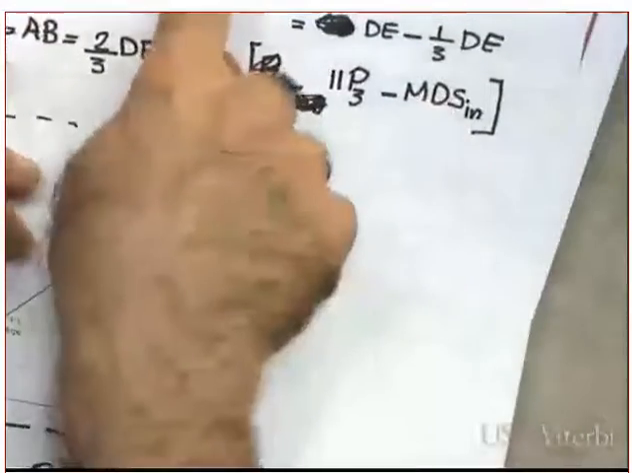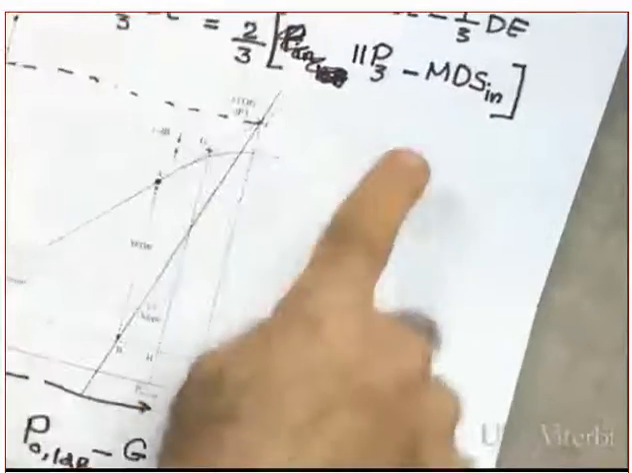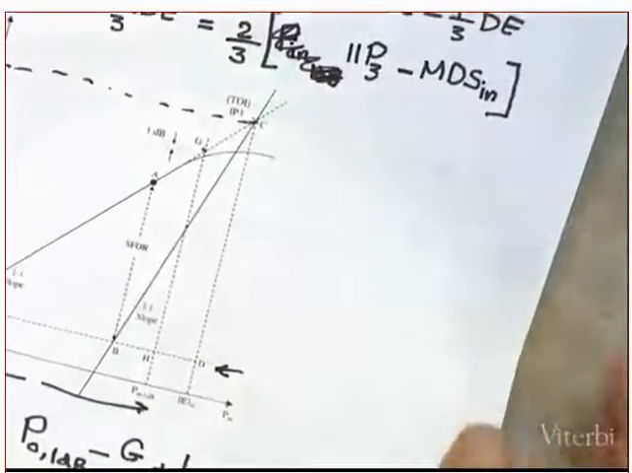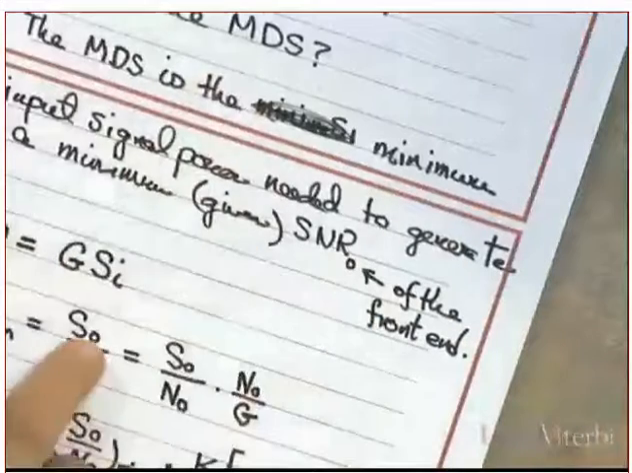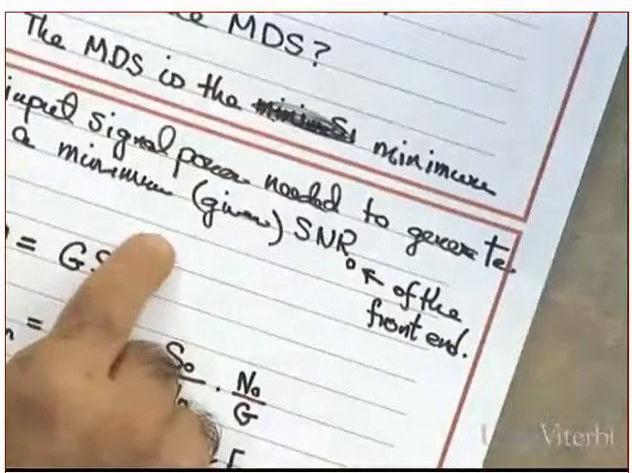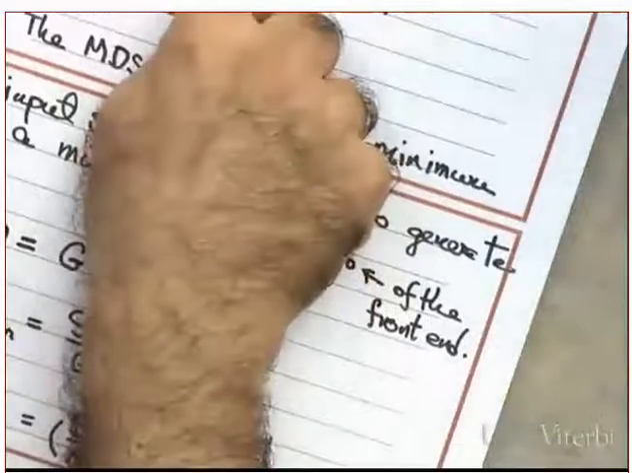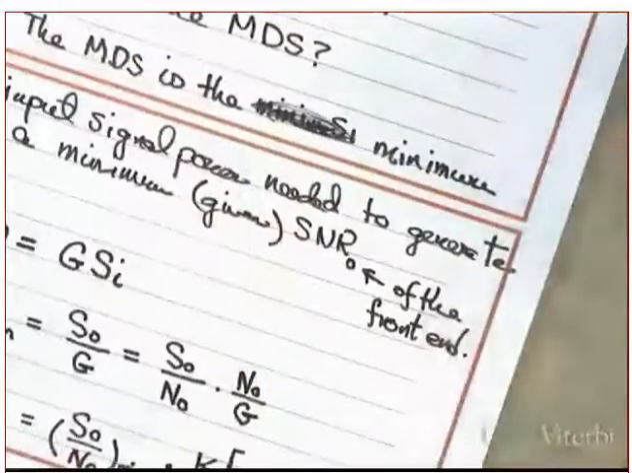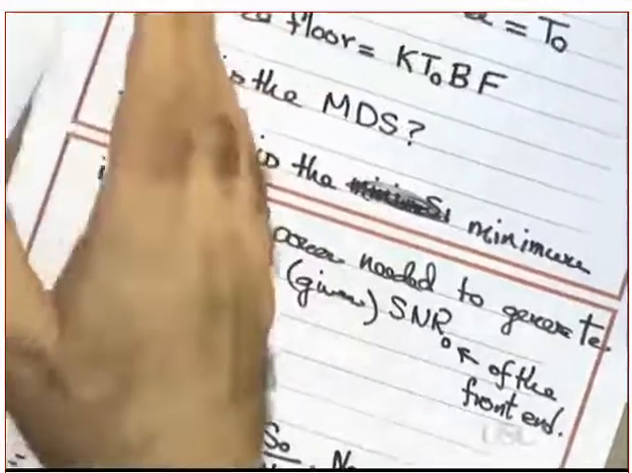plug it in here to get the dynamic range and the spurious free dynamic range. Clear? But if the question does not give you the minimum signal to noise ratio, just calculate the noise floor and add 3 dB. Or even if you don't want to add 3 dB, it's still okay. Are you following that?